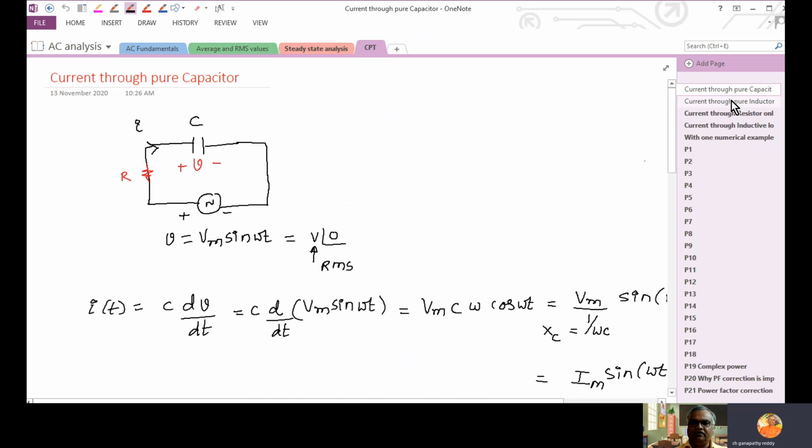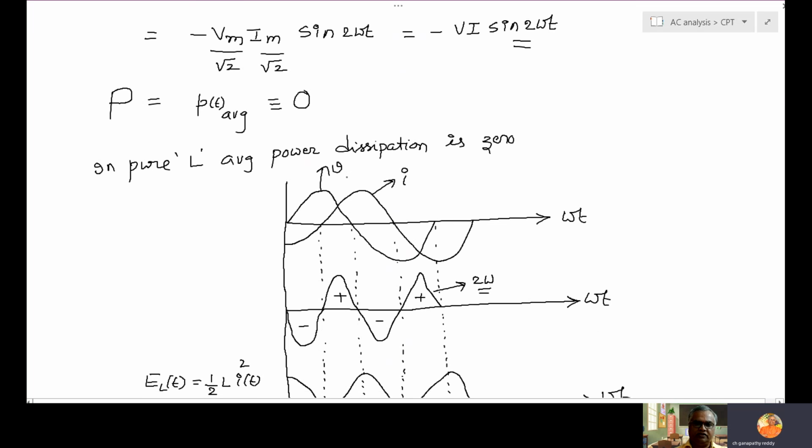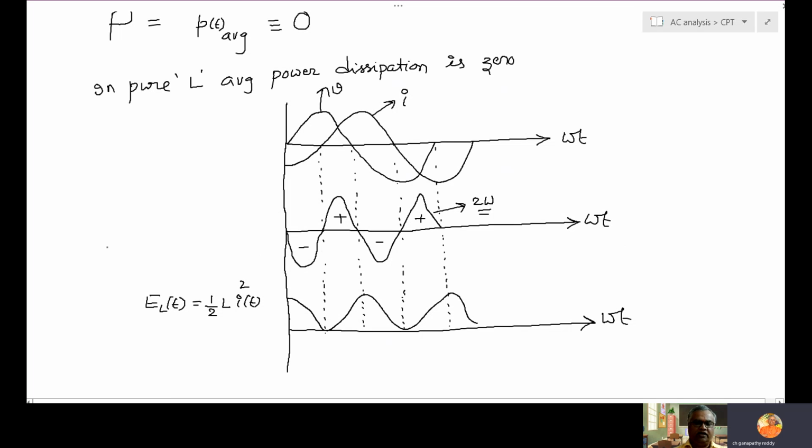The same way, even in an inductor, it is the reverse process. Earlier I gave the example: eat 100 grams of food, vomit 100 grams of food. Here, vomit 100 grams of food, again eat 100 grams of food. It's just the reverse process. Negative, positive, negative, positive. Here also the average value is 0. So exactly the same concept, just reverse.